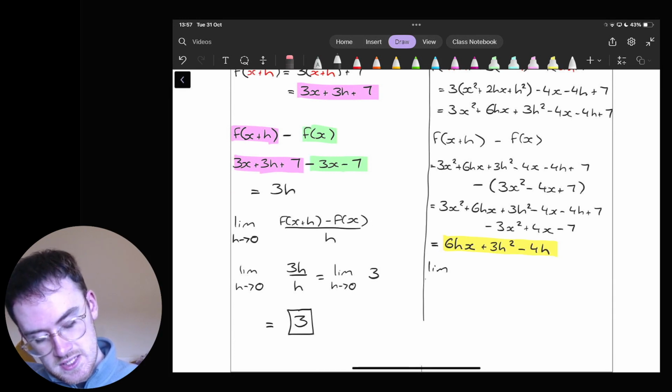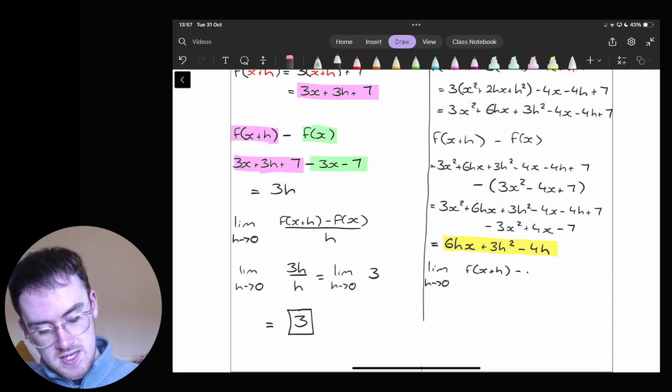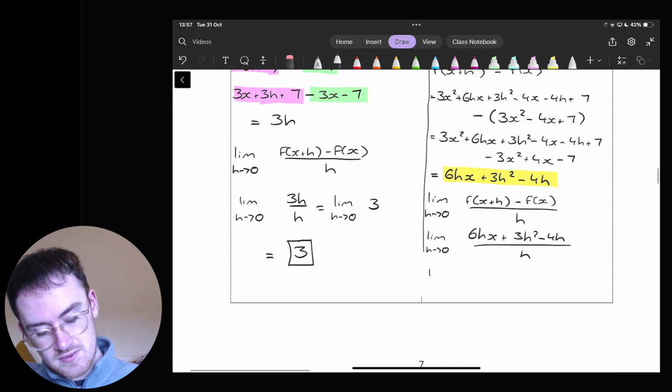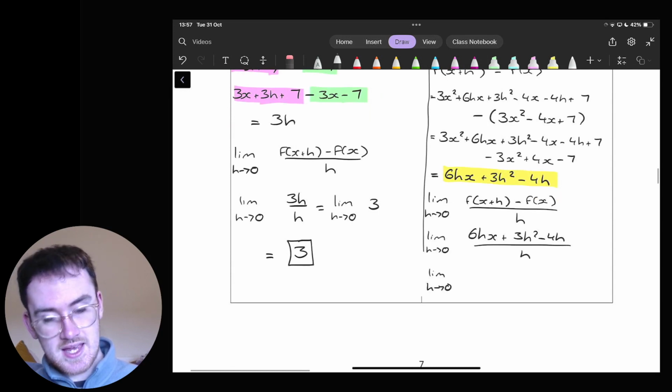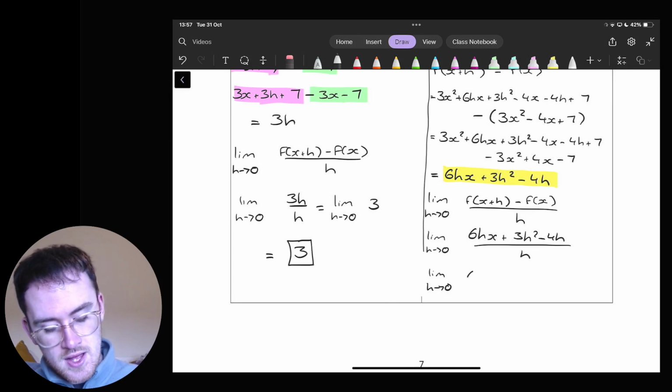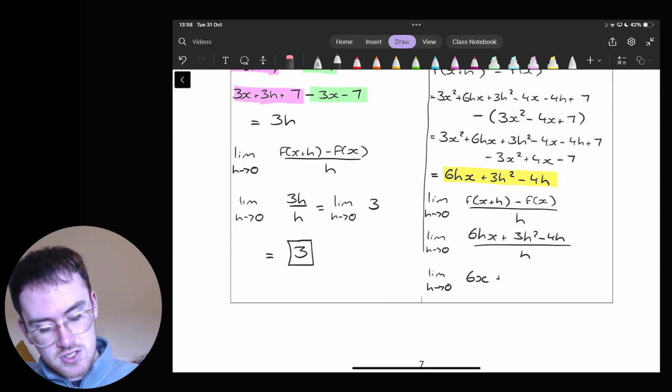Now I'm taking the limit as h goes to 0 of f of x plus h minus f of x all over h. So it's the limit as h goes to 0 of, well, we've already evaluated the top part, because that was what we had highlighted in yellow, all over h. What we can do is divide that h on the bottom into the terms on the top, and it does divide into all three there. So I get 6x plus 3h minus 4.